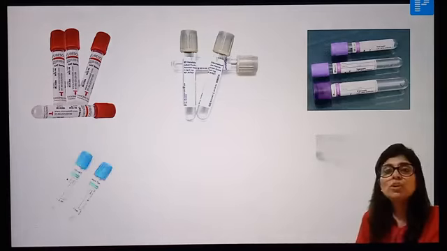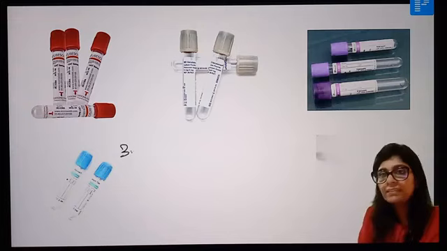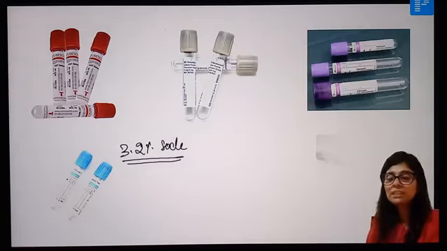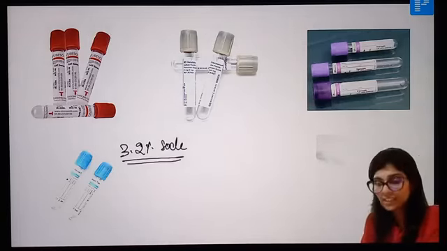This is a blue top tube, which is a citrated tube. It has 3.2% sodium citrate, which is used for coagulation assays. It is used for PT, APTT, fibrinogen and factor assays.